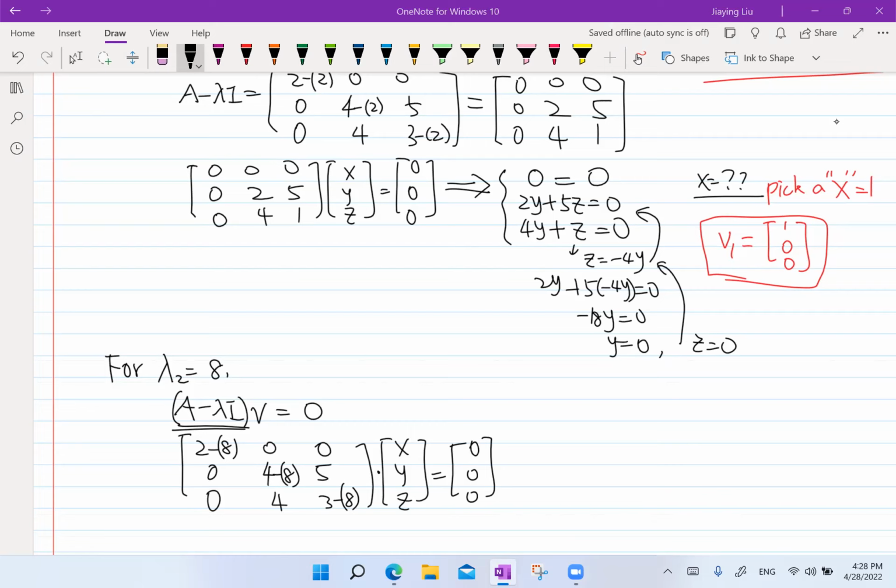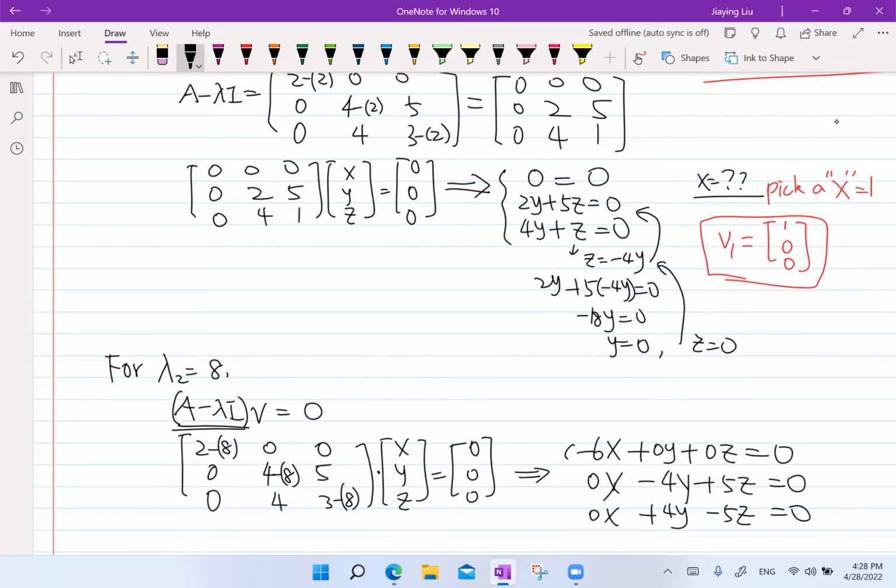And from here, if we convert to a system of equations, we get 2 minus 8, negative 6, 0, 0. So we get negative 6x plus 0y plus 0z equals 0. And from the second line, I get 0x, 4 minus 8 is negative 4, so negative 4y plus 5z equals 0. And from the last line, I get 0x plus 4y, 3 minus 8 is negative 5, so negative 5z equals 0. So we end up with a system of equations here.